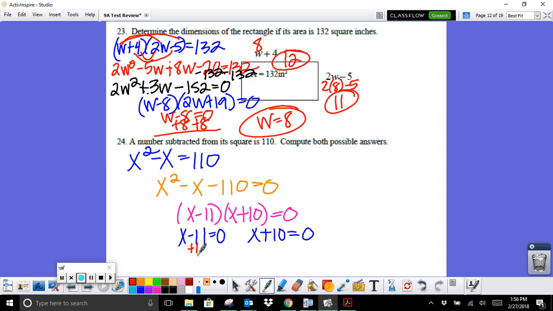Here I'm going to add 11 to both sides. So that's x equals 11. Here I'm going to subtract 10 from both sides. So that's negative 10. So those are my two solutions: negative 10 and 11.